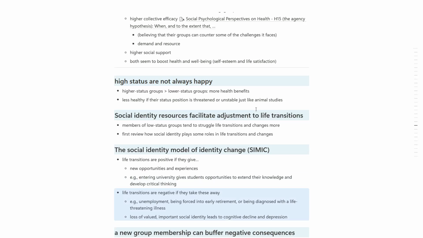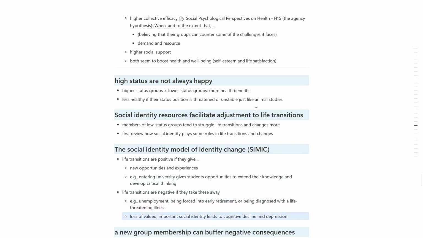So for example, unemployment, being forced into early retirement, or being diagnosed with a life-threatening illness would be a negative life transition. And loss of valued, important social identity will lead to cognitive decline and depression. There are several studies showing that loss of these identities can lead to cognitive decline and depression.